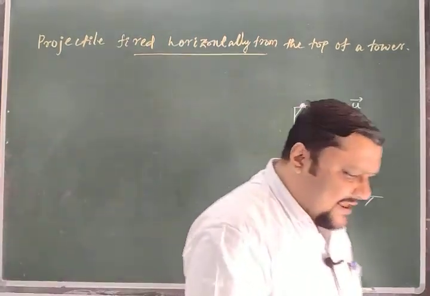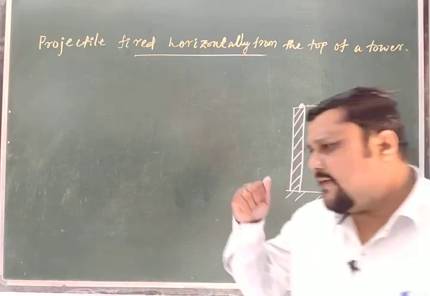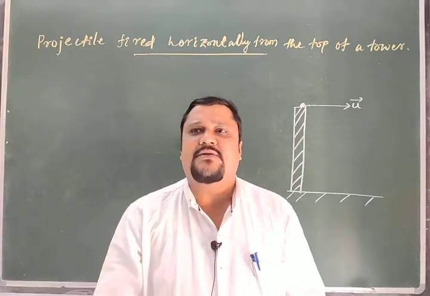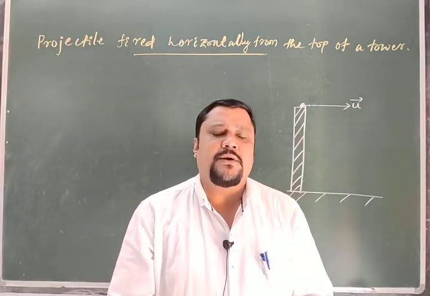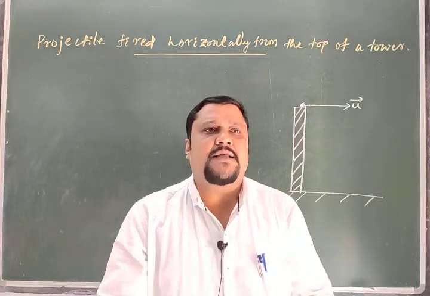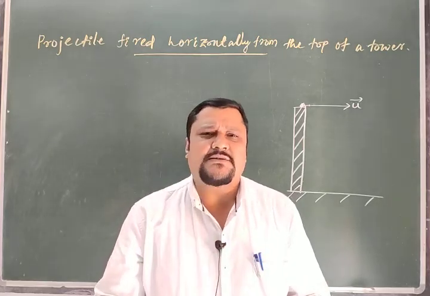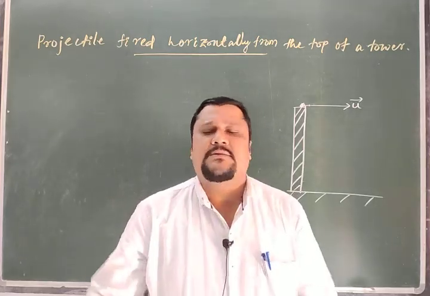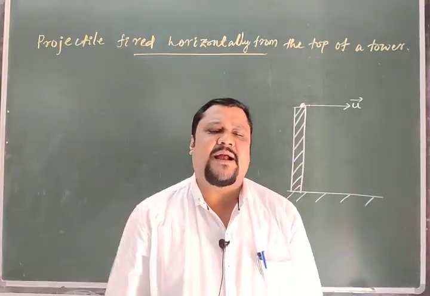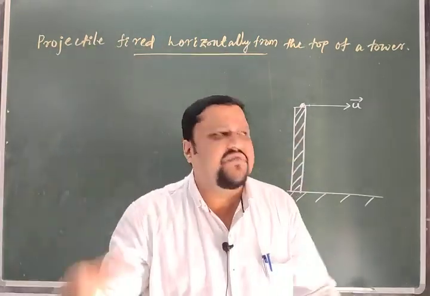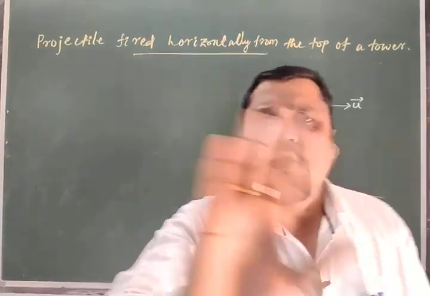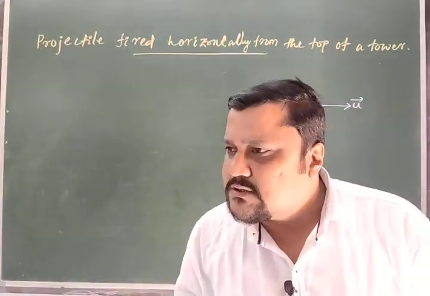Now think about it: when the projectile is projected with a horizontal velocity, what are the forces acting on it? As in projectile motion, the motion is under gravity. There is no other force acting on the body. Suppose it is moving in the atmosphere and there is some resistance, or wind is blowing, or air resistance; that we are not considering. We only consider the force due to gravity.